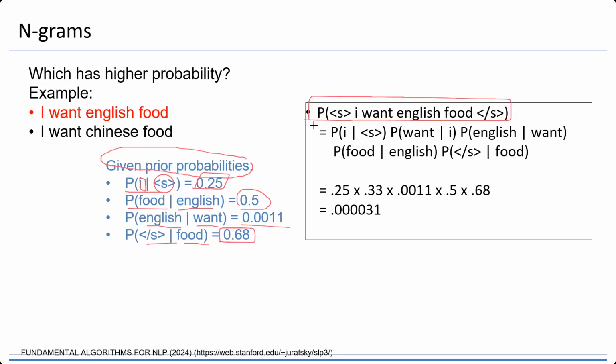The probability of this sentence, I want English food, it means it is the probability of I given the S, multiplied by the probability of want given I, multiplied by the probability of English given want, the probability of food given English, and the probability of the end of the sentence given food. So we can just put the value and calculate the value as this one. Okay, this is 0.000031.